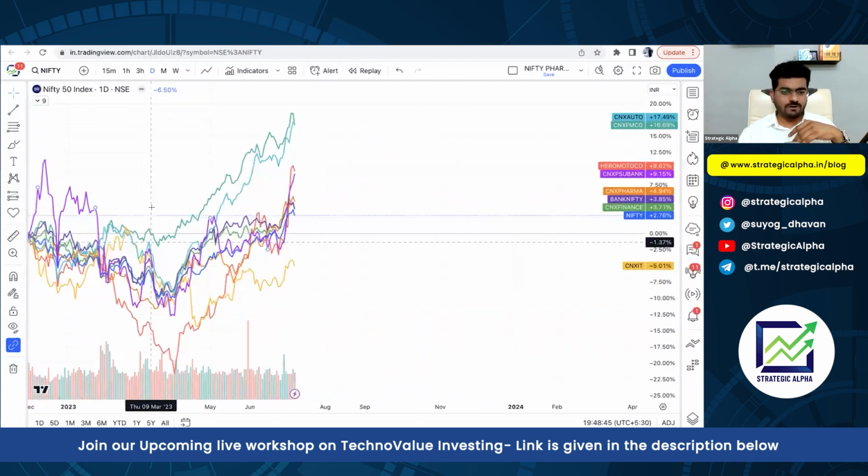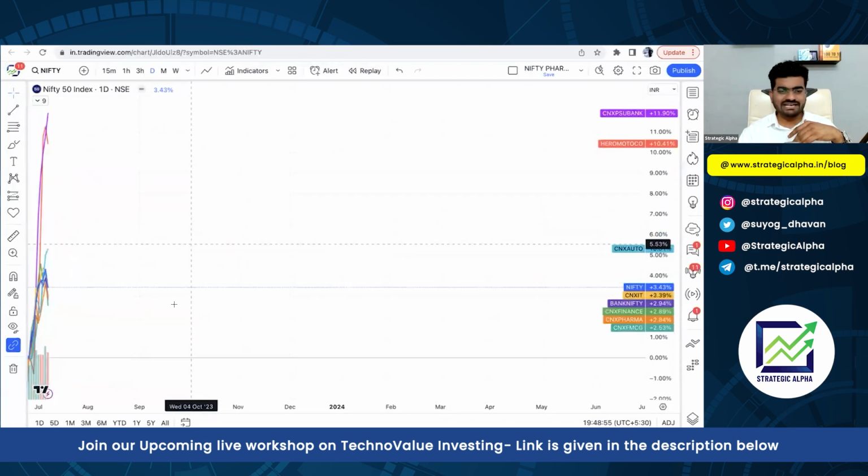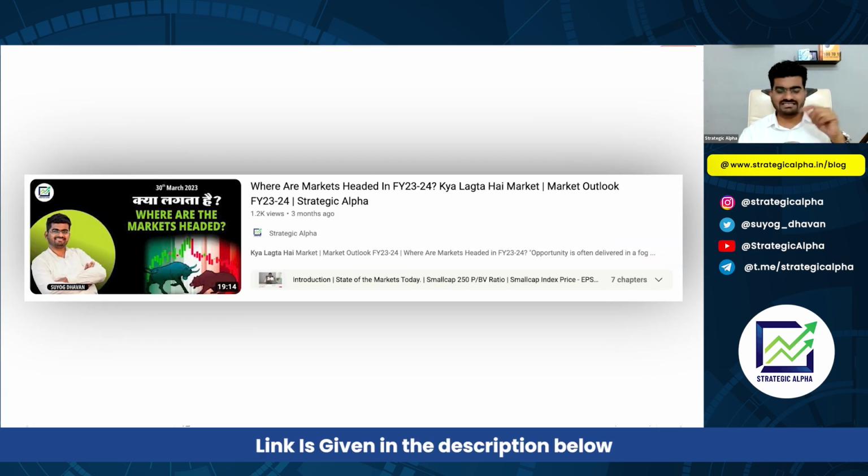Now, if we look at it since March, 28th March, we took a special session on Kya Lagta Hai Market. In that session, I said that markets have bottomed out. That is when Adani and all fears were going. That is when the whole world was worried about recession because a lot of banks collapsed in the US. And I said the bull run has already started. Bull markets have already started. When people were worried about the economy, I said the markets have bottomed out.